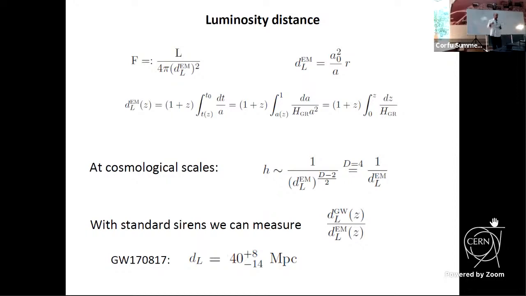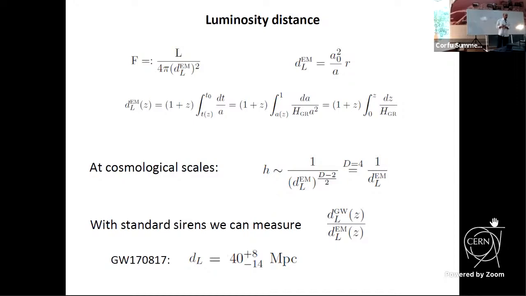Okay, so a standard siren is something that emits both gravitational waves and photons. We know one, which is the event GW170817, and that was a binary neutron star. Its luminosity distance in that case was about 40 megaparsecs. I'm not updated about the most recent LIGO catalog, but now we are counting many gravitational wave sources. And among them, we expect to find from time to time standard sirens.